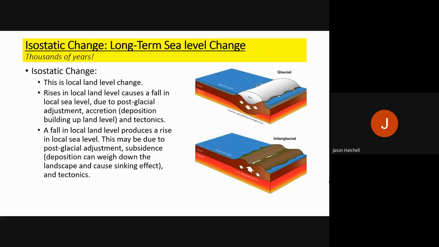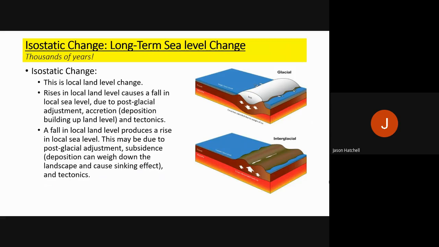Now, isostatic change in sea level, again, is long term. It is about sea level change, but this is local land level change. This is due to land change, not sea change. So rises in local land level can cause a fall in local sea level. And that's probably due to, for example, glacial adjustment or deposition or tectonics. A fall in local land level produces a rise in local sea level. So if the land is falling, the sea is going to rise towards the land.